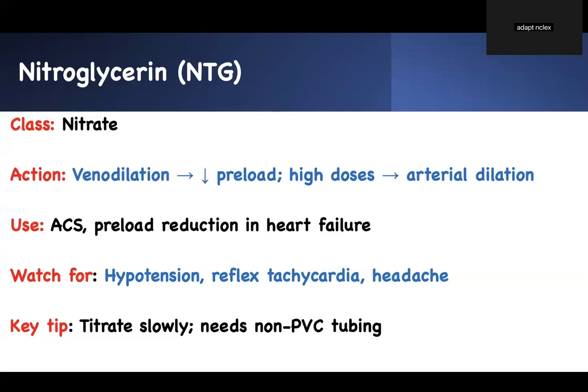It can cause hypotension and reflex tachycardia. Headache is the common side effect. You titrate it slowly, and it needs non-PVC tubing. That's the key aspect of that.